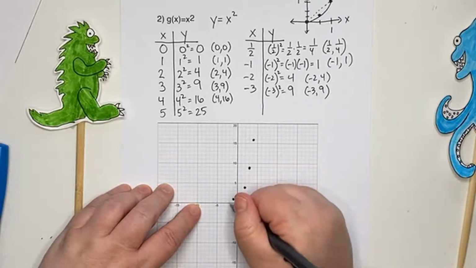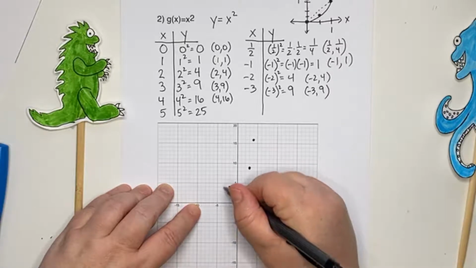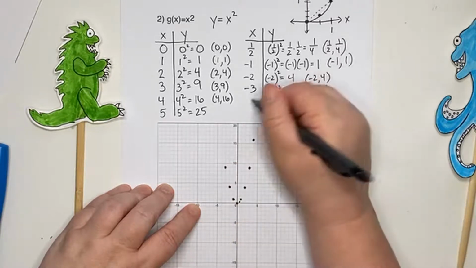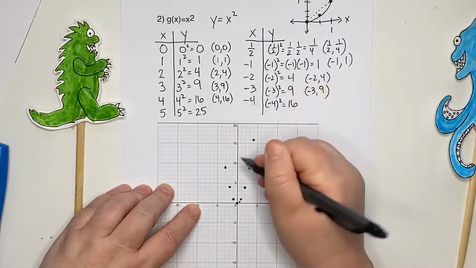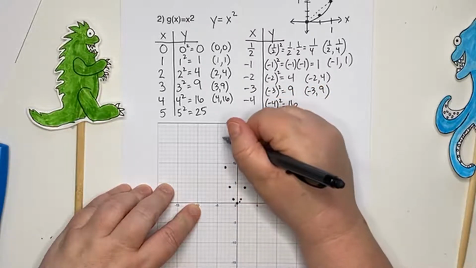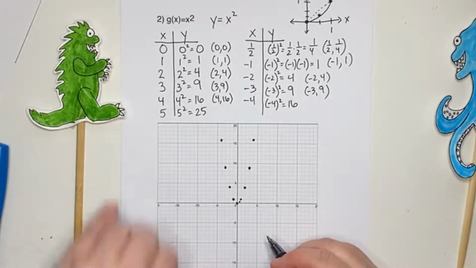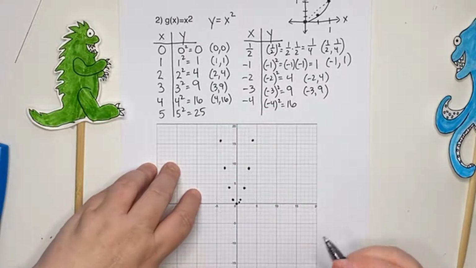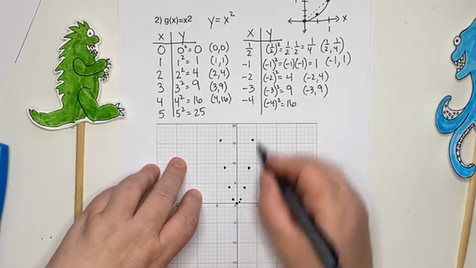And let's see, -2, 4, -3, 9, -4, 16. And you can see that we've got that same shape on the other side. So here's the thing. A lot of people have trouble pushing when they graph.